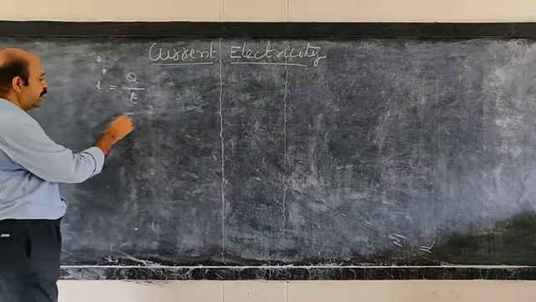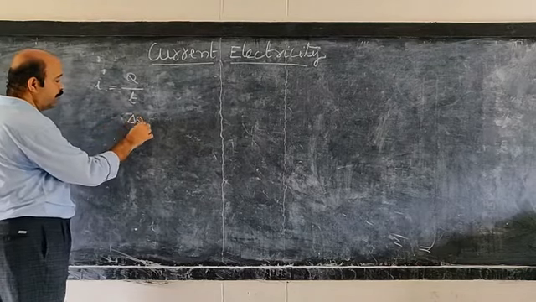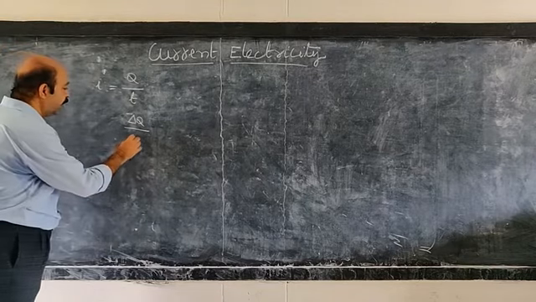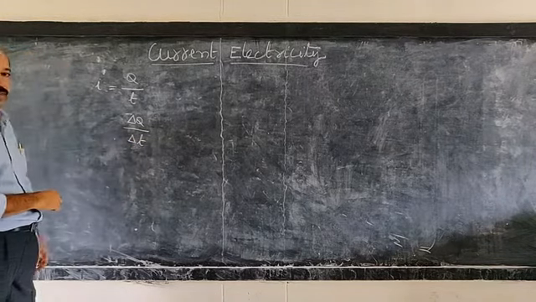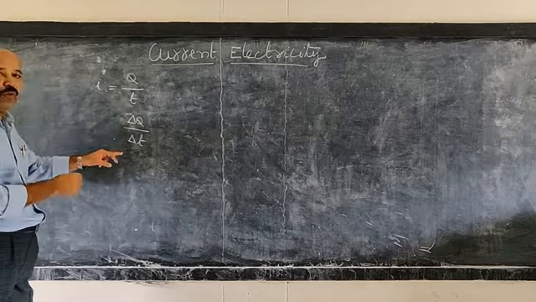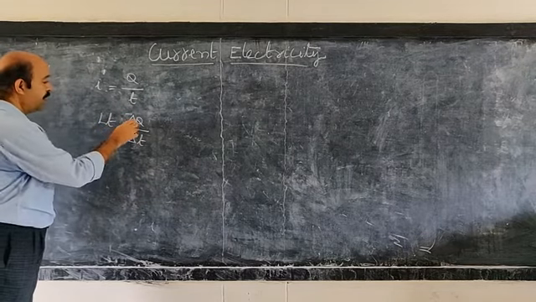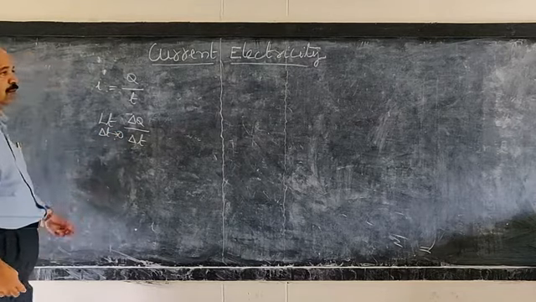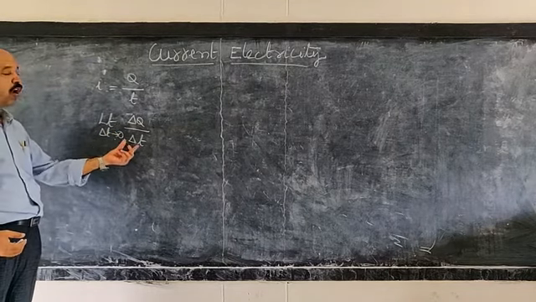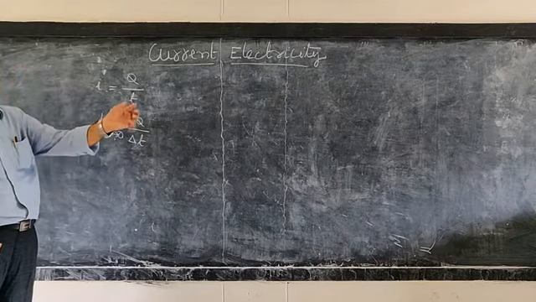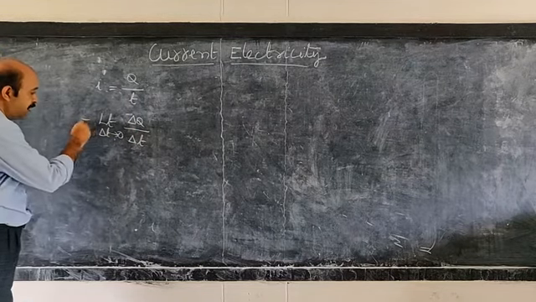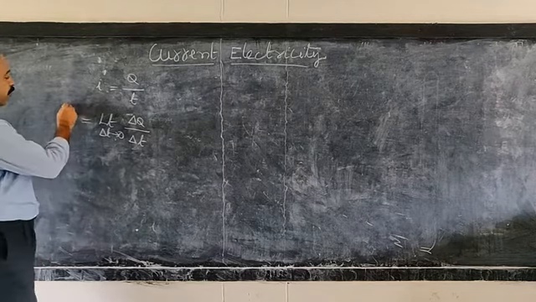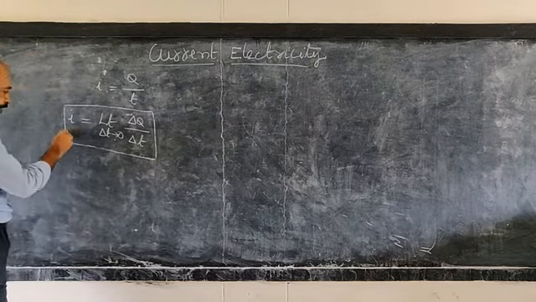So let us suppose a charge of delta Q units passes through a cross section of a conductor in a time interval of delta t, then the limiting value of this, that is, limit of delta Q by delta t as delta t approaches 0. So for a small time interval, how much charge crosses a cross section of a conductor? This flow rate is called electric current. So this is how we define electric current in general.